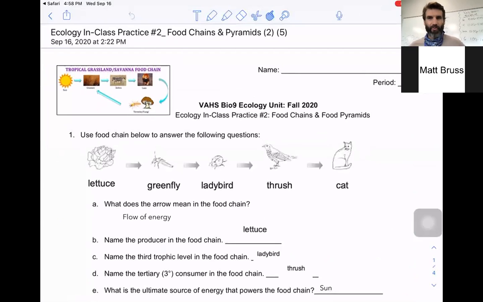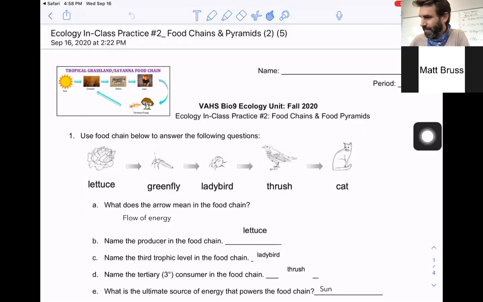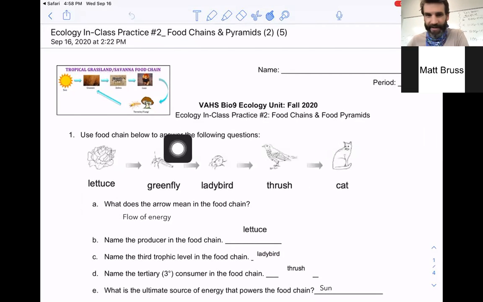Okay, so we started in class, and the first thing we were hoping students noticed is, right up here, it's a food chain. We just talked about food chains. In this food chain, the producer is the lettuce, and the energy flows first to the green fly, then the ladybird, then the thrush, then the cat. In common everyday language, we would say the cat eats the thrush, the thrush eats the ladybird, the ladybird eats the green fly, and the green fly eats the lettuce. Then again, in our scientific language, we would say energy flows from the lettuce all the way through to the cat.